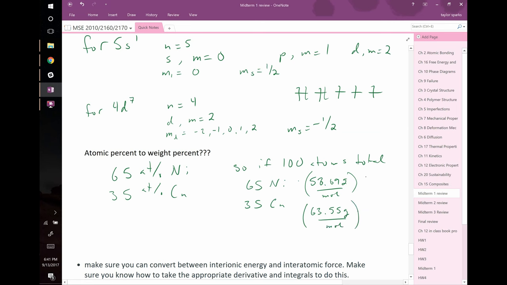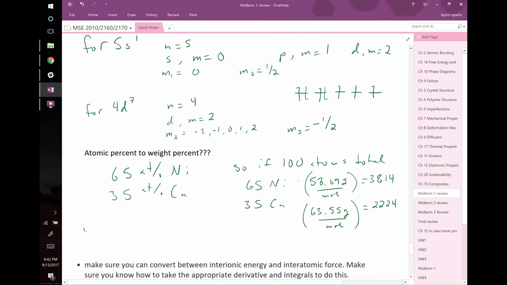Right? So now you've got, let's just punch these in. Let's do it since we're this far. 65 times 58.69 is 3814. Meanwhile, this one is 2224. So those are masses. How do we make them into a mass fraction?